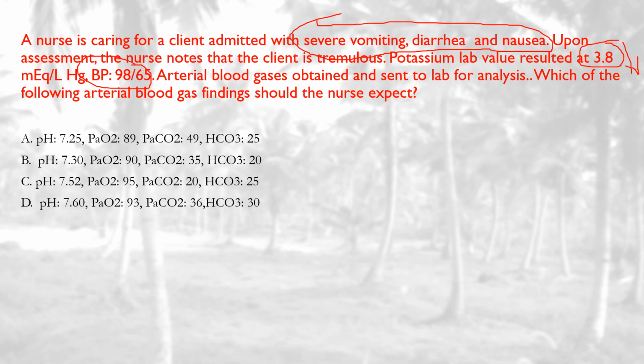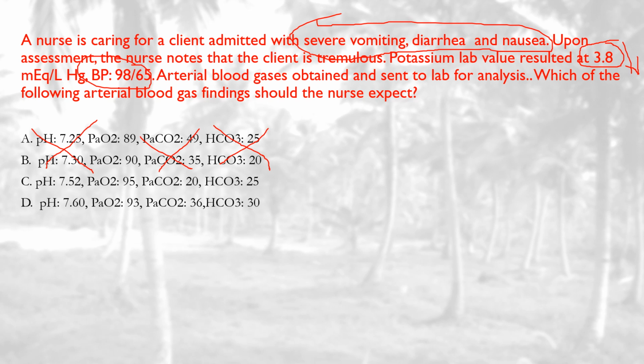So now that we figure this is going to be metabolic alkalosis, we're doing the rule out method here. Let's look at the pH. With alkalosis, we know the pH is going to be high, because with acidosis, the pH is going to be low. So remember that. We're eliminating A and B because the pH is not going to be low, since we know it's alkalosis. The pH would be high. This leaves us with C and D.